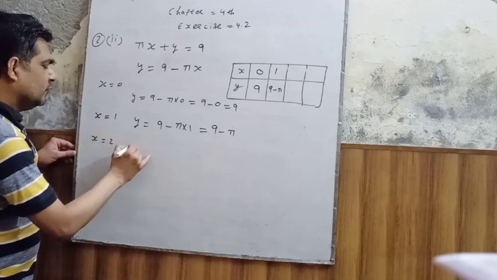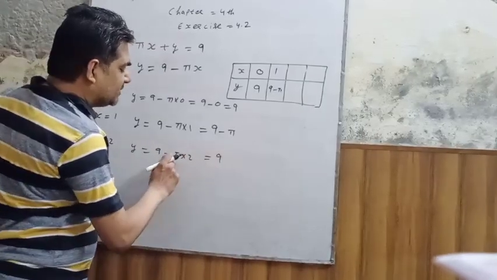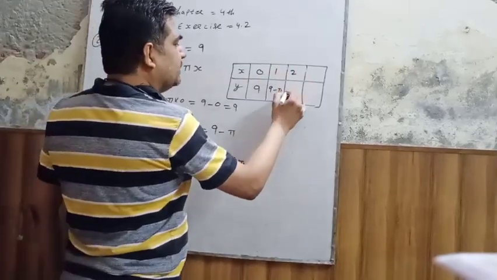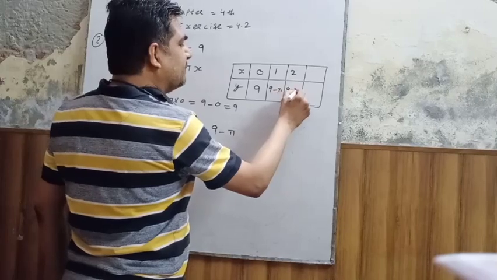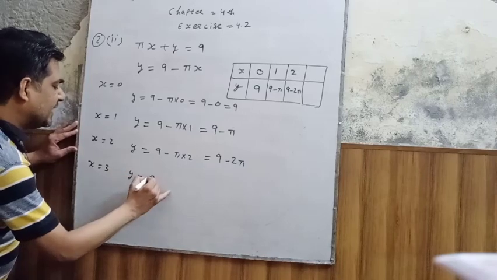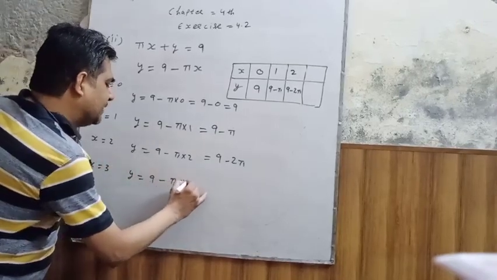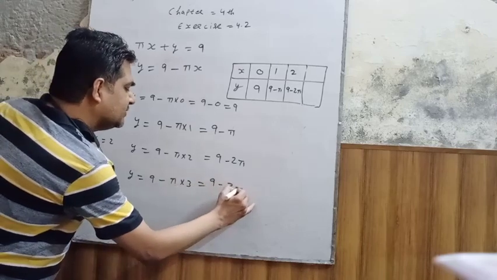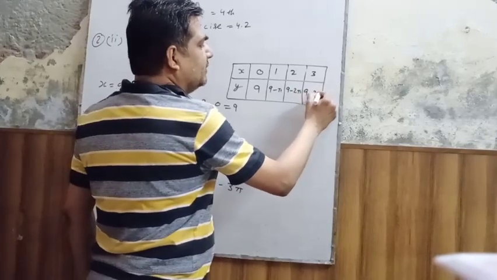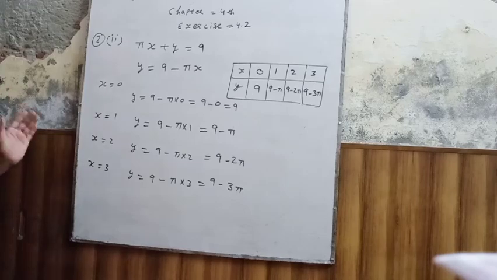If x is 2, y is 9 minus pi into 2. It means 9 minus 2 pi. So for x equal to 2, y is 9 minus 2 pi. If x is 3, y is 9 minus pi into 3, 9 minus 3 pi. If x is 3, then y is 9 minus 3 pi. That is our answer.